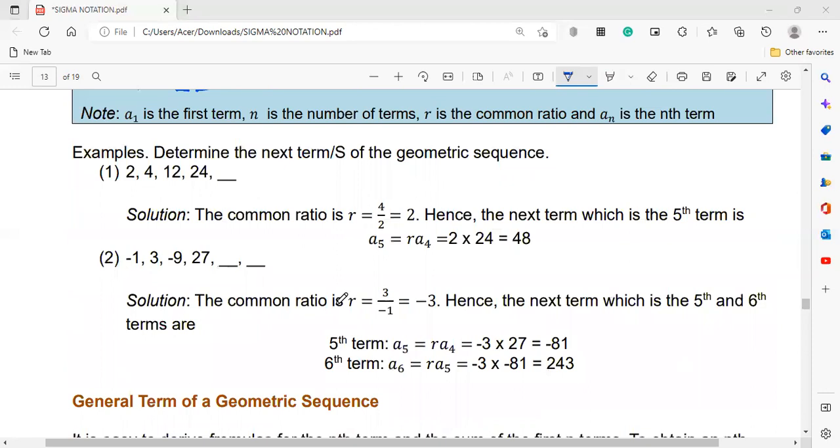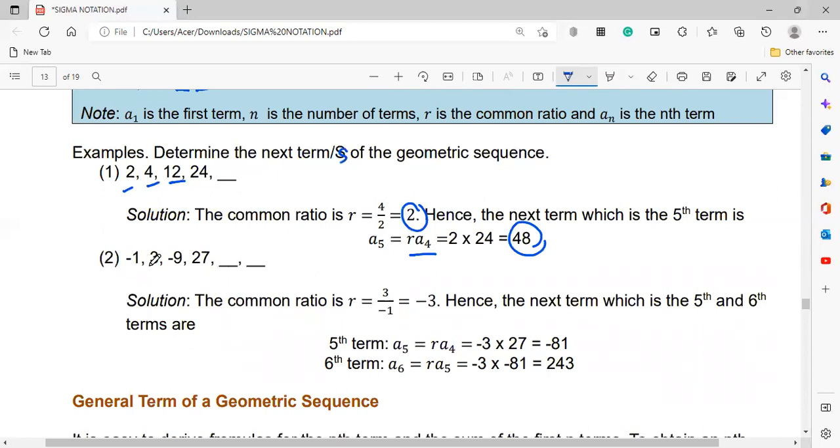Now, for example, determine the next terms of the geometric sequence 2, 4, 12, 24. We notice 4 divided by 2 is 2, and 12 divided by 4 is also 2, so the common ratio really is 2. So multiply 2 to the fourth term, so we have 48 as the fifth term.